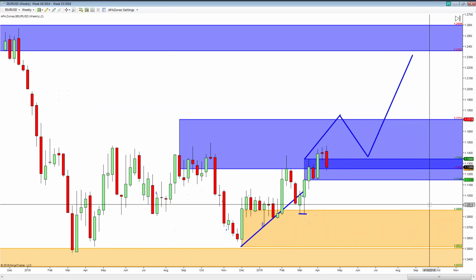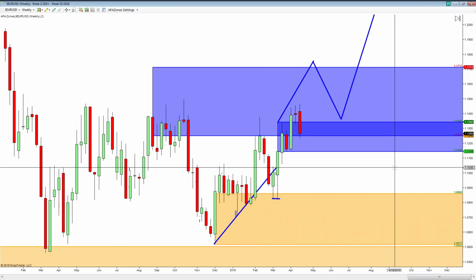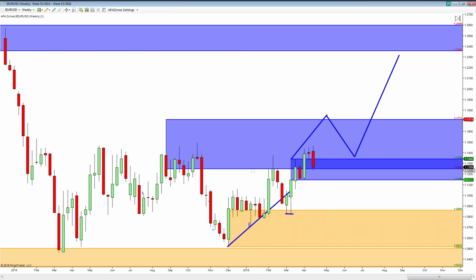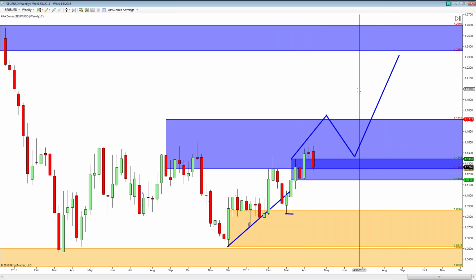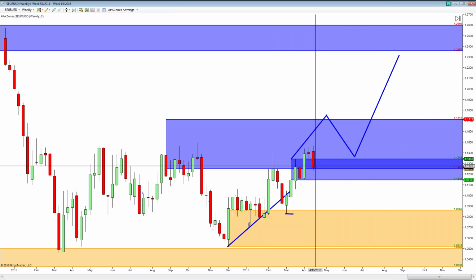We've been talking about this pattern now for a couple months, but it's playing out here on the Eurodollar as well as the New Zealand dollar. As we're looking at this, it's made a very interesting type of price action move in my mind. This is more or less our weekly perspective, so this could take the rest of the year to happen.